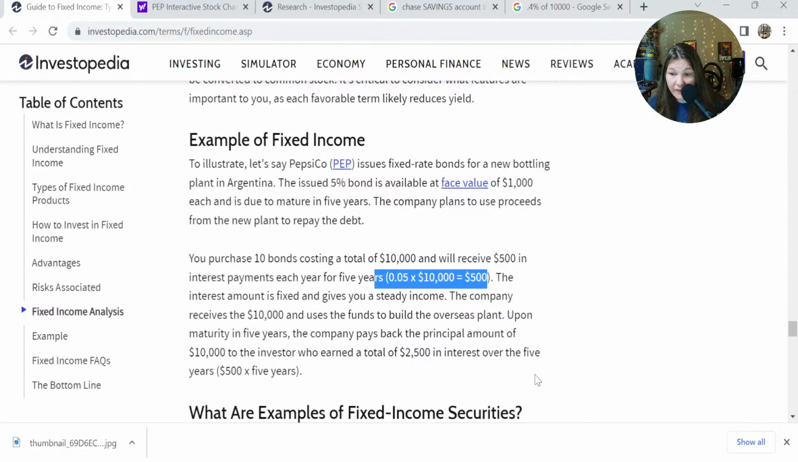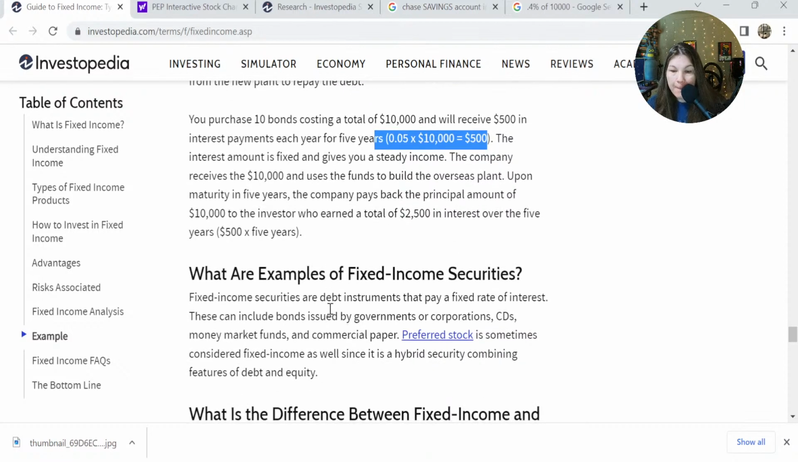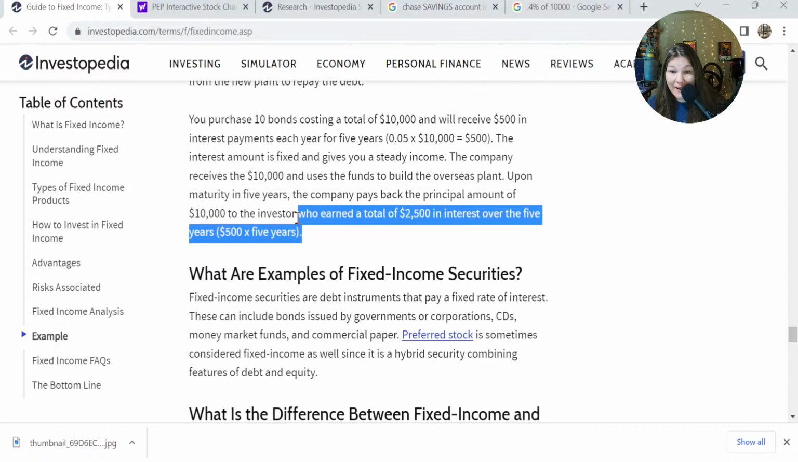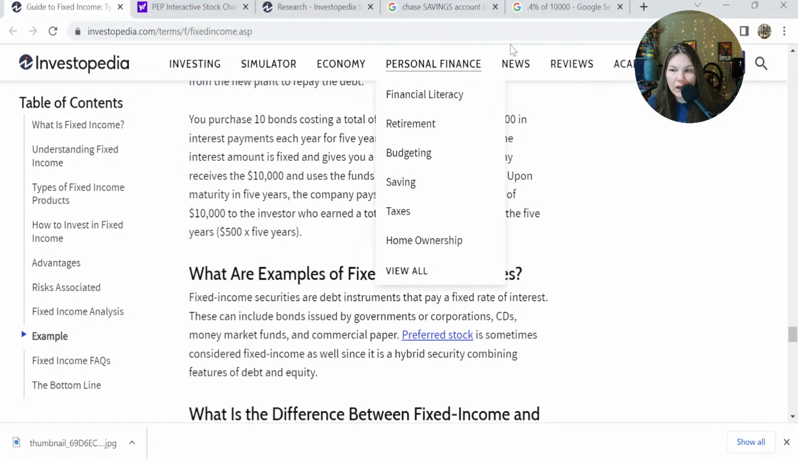A lot of difference, guys. So the company receives the $10,000 and uses the funds to build the overseas plant. Upon maturity in 5 years, the company pays back the principal amount of $10,000 to the investor, who earned a total of $2,500 in interest over the 5 years. That is great, guys. To get $2,500 for allowing them to use your money for 5 years, that is awesome.